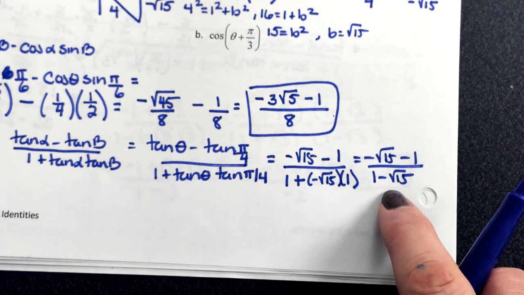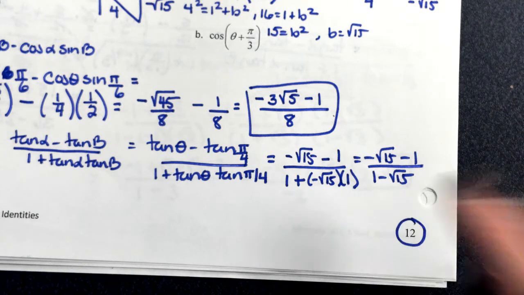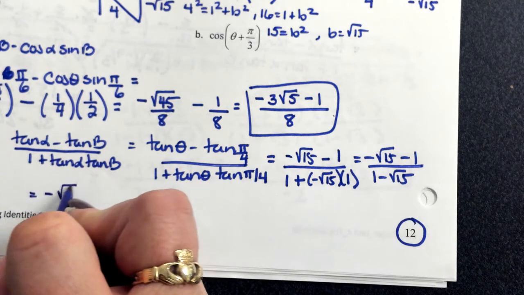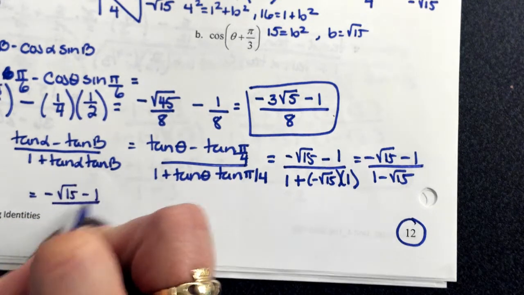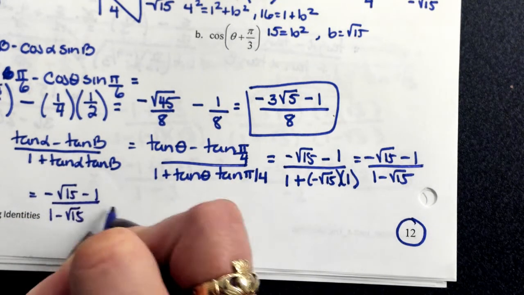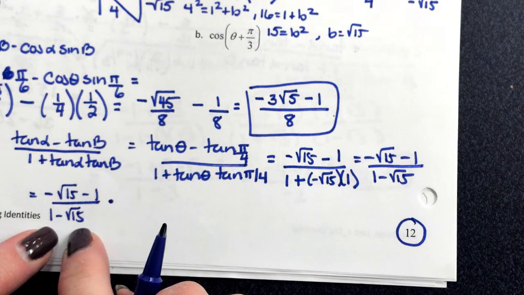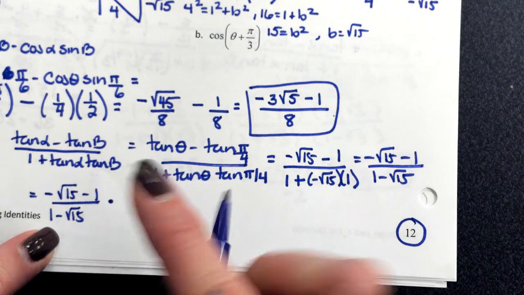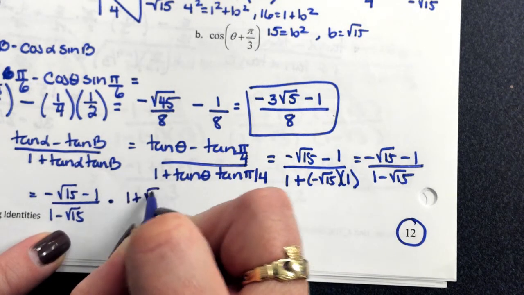What are you going to have to do to get this in simplest form? You do have a radical in the bottom. So what are we going to have to do? Multiply the top and bottom by what? The conjugate. So I have negative square root 15 minus 1 over 1 minus square root 15. What is the conjugate of 1 minus square root 15? 1 plus square root 15.